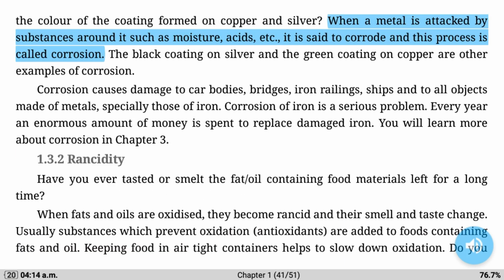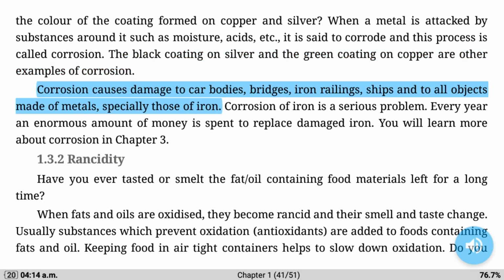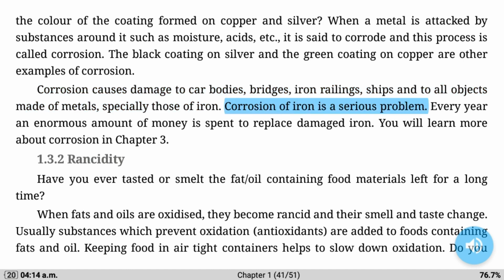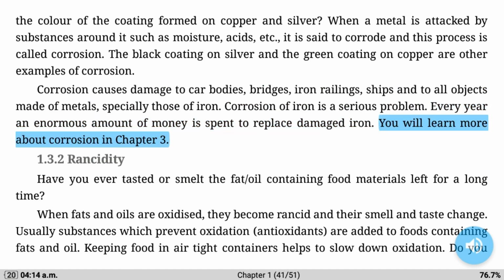When a metal is attacked by substances around it such as moisture, acids, etc., it is said to corrode and this process is called corrosion. The black coating on silver and the green coating on copper are other examples of corrosion. Corrosion causes damage to car bodies, bridges, iron railings, ships and to all objects made of metals, especially those of iron. Corrosion of iron is a serious problem. Every year, an enormous amount of money is spent to replace damaged iron. You will learn more about corrosion in Chapter 3.